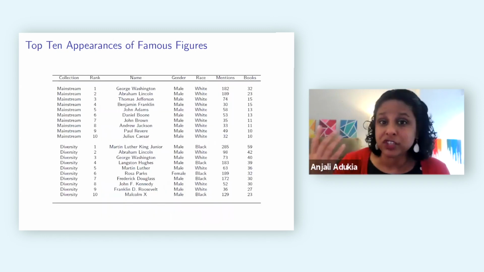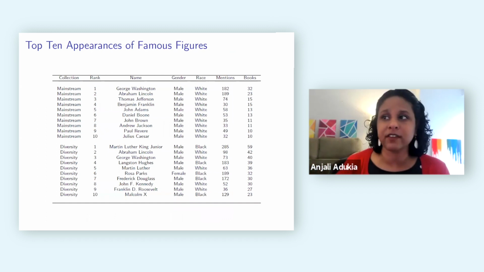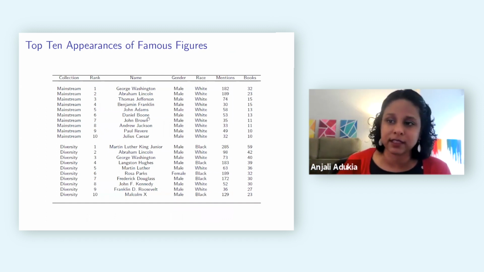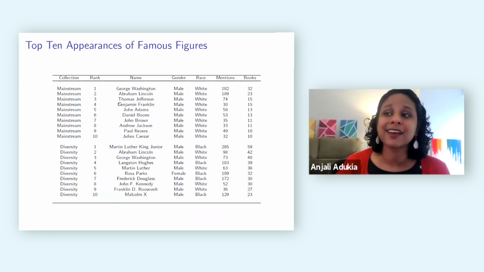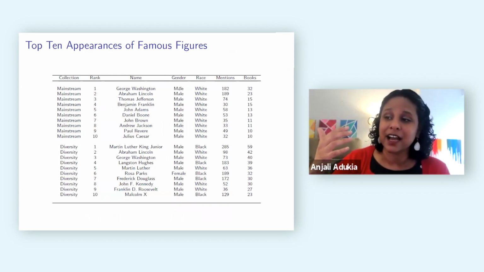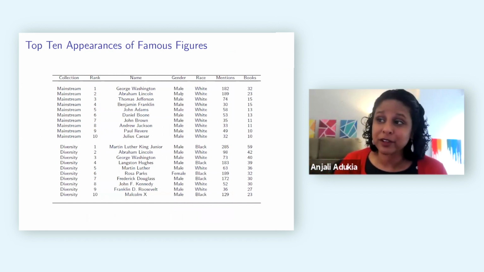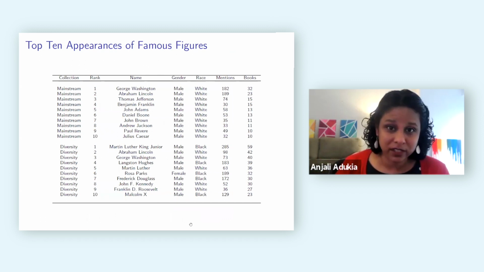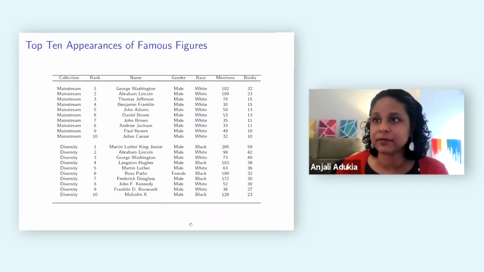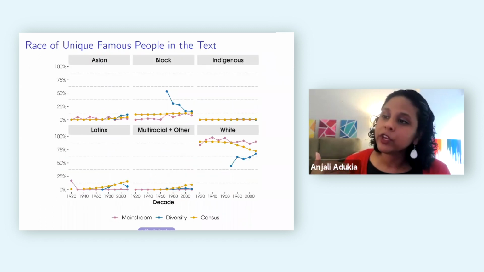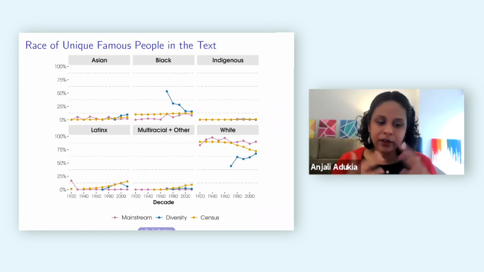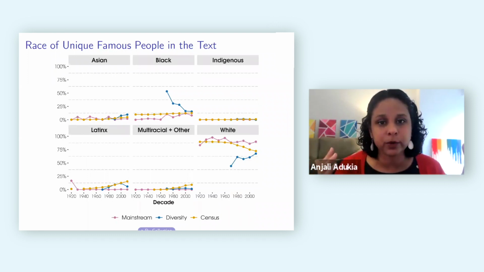When you look at just the top 10 appearances of famous figures over time, in the mainstream and the diversity collections, the top 10 famous figures in the mainstream collection are all white males. And in the diversity collection, they're all males, except for Rosa Parks, who's the only female represented in the top 10.